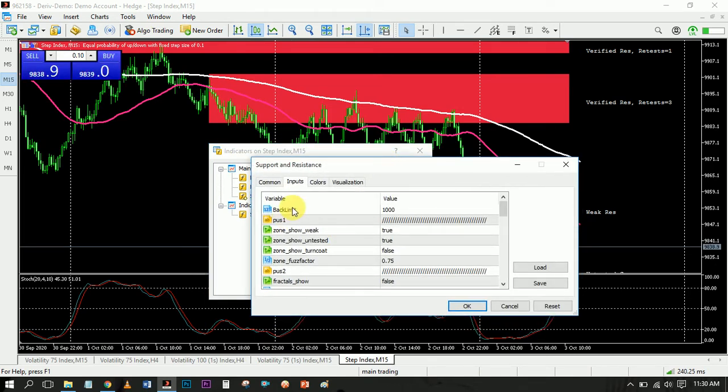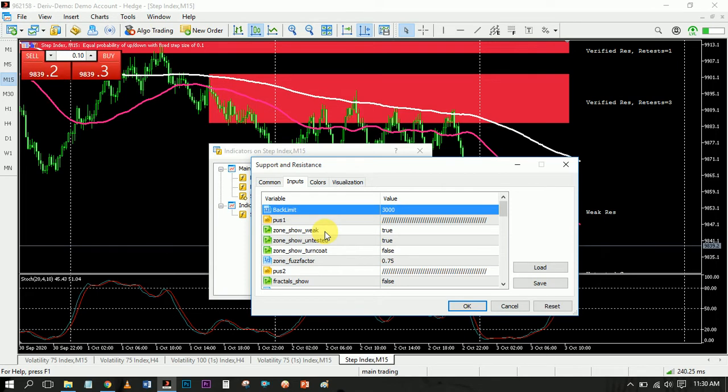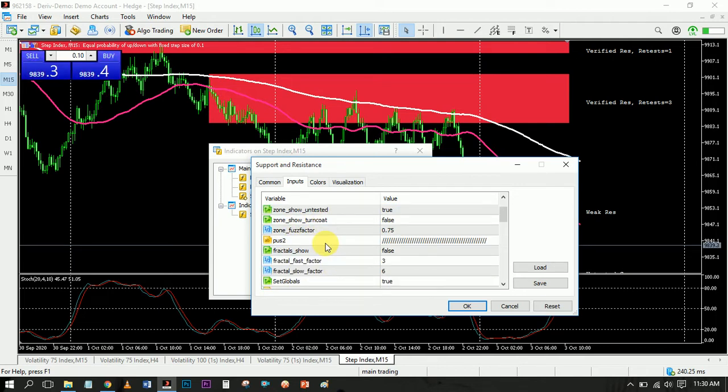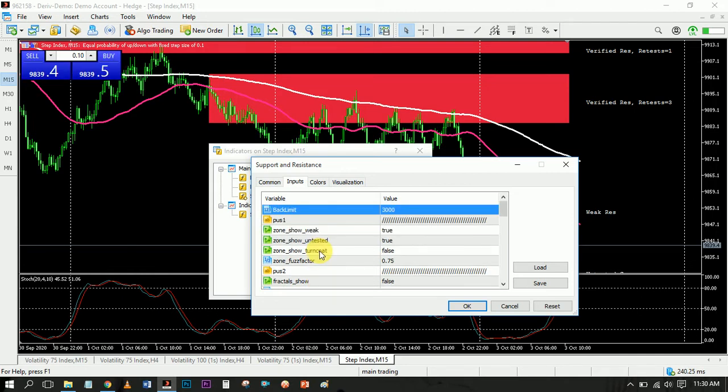And you can see here's the indicator, you can see back limit, 1000. So it gives you a back testing for the last 1000 candlesticks. You can actually increase this to probably, let's say, 3000, depends on what you like, but the default is 1000. Then we have the weak zones, we have the untested zones, and we have the important zones.